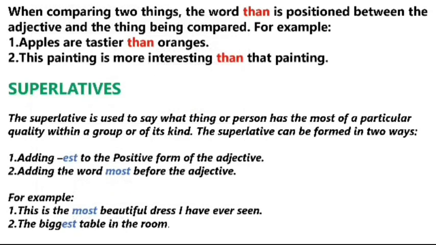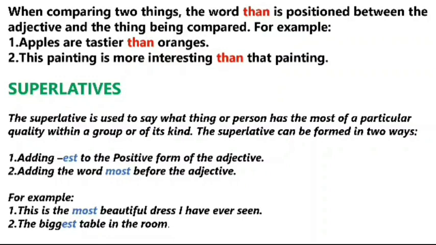Now, when comparing two things, the word than is placed between the adjective and the thing being compared. For example, apples are tastier than oranges. Second, this painting is more interesting than that painting.